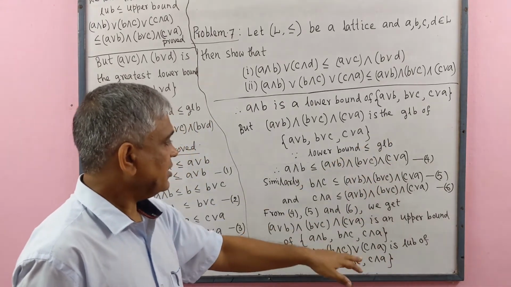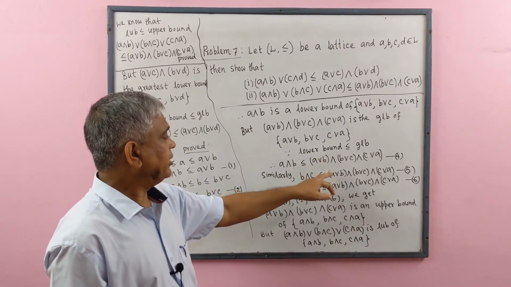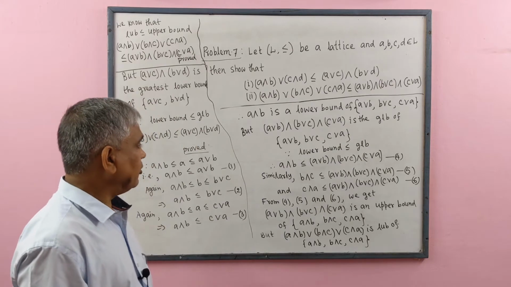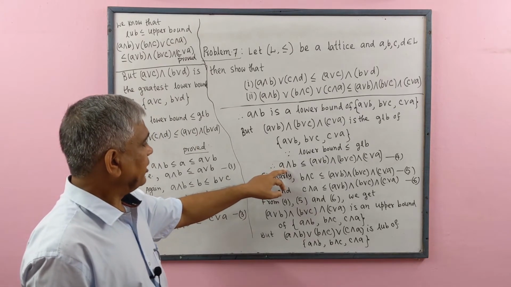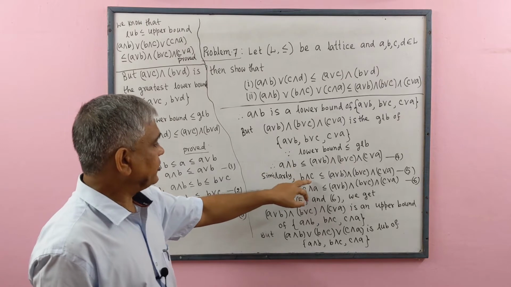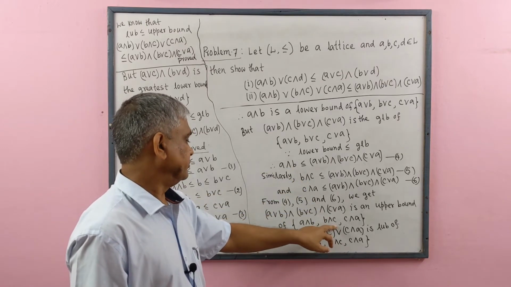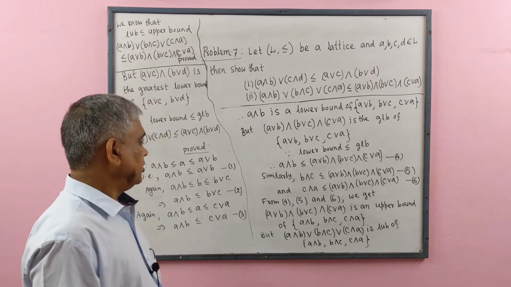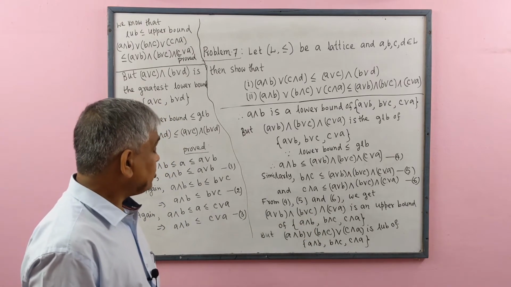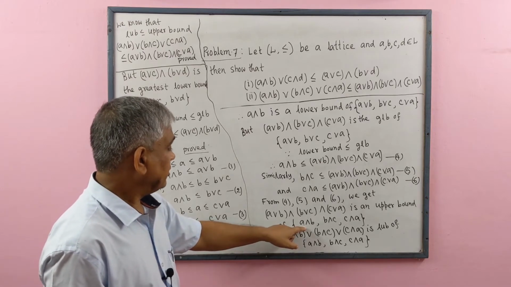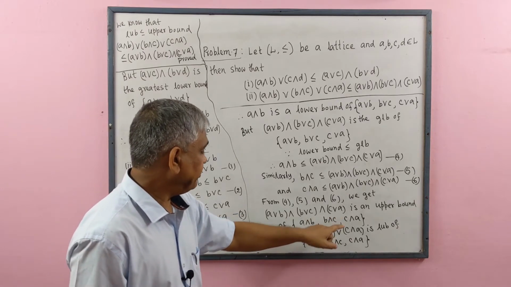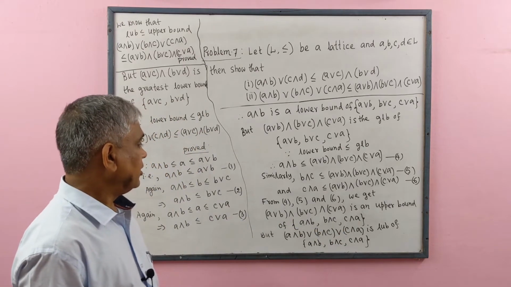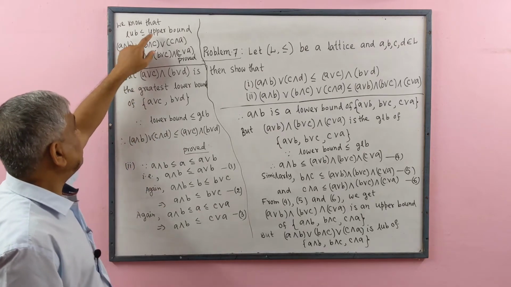Therefore, A join B meet B join C meet C join A is an upper bound of the set containing elements A meet B, B meet C and C meet A. This is an upper bound of this set. But the least upper bound of this set is obtained if we make join of each element here. We know that least upper bound is less than equal to upper bound.